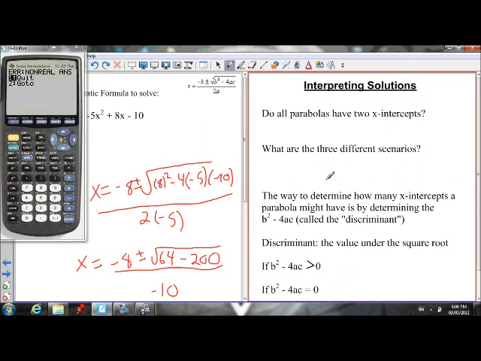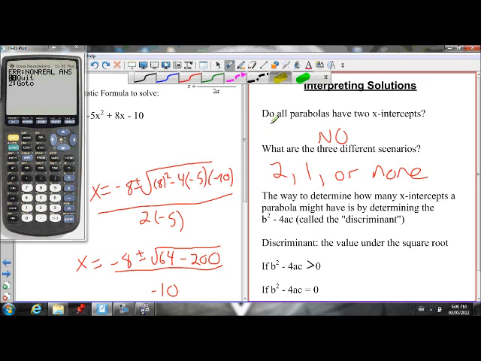So, interpreting solutions, do all parabolas have 2 x-intercepts? No, we saw 3 different scenarios. They could have 2, 1, or none. How do we determine, just by looking at our equation, how many x-intercepts a parabola might have? Well, we look at the discriminant. The discriminant is what's under the square root sign, this b squared minus 4ac.